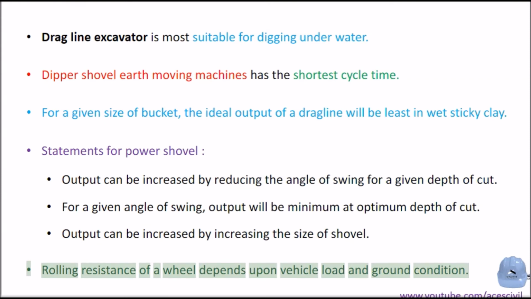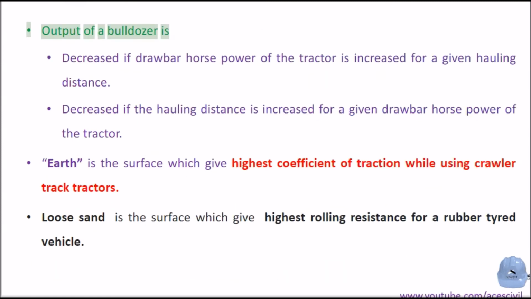Rolling resistance of a wheel depends upon vehicle load and ground condition. Output of a bulldozer is decreased if the drawbar horsepower of the tractor is decreased for a given hauling distance. It is decreased if the hauling distance is increased for a given drawbar horsepower of the tractor.